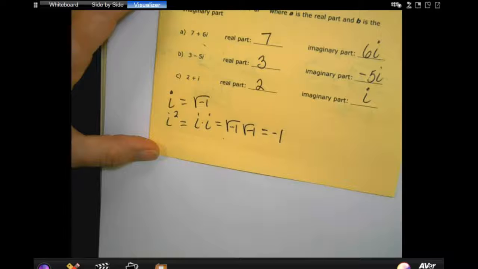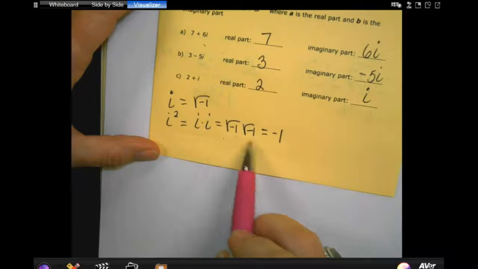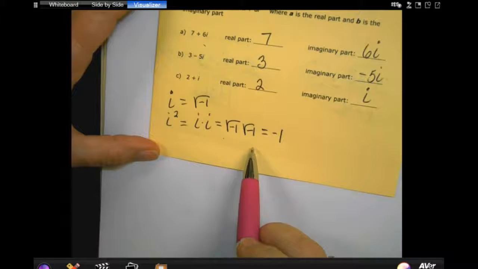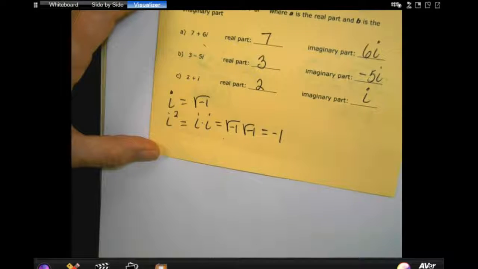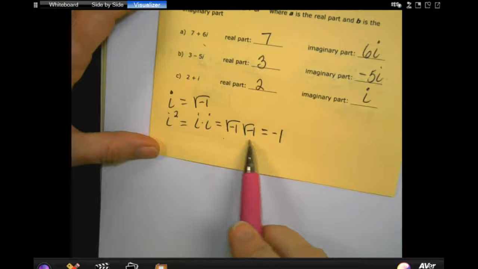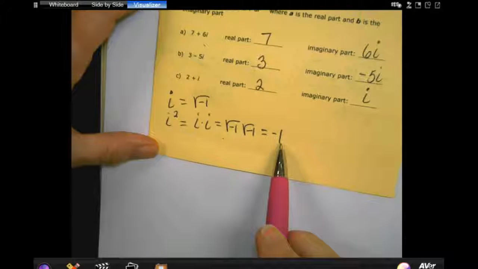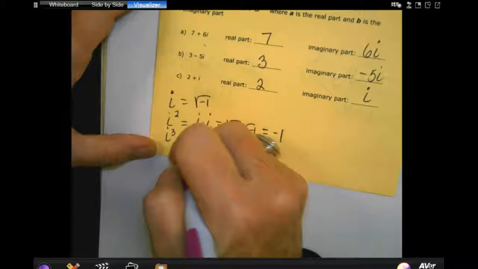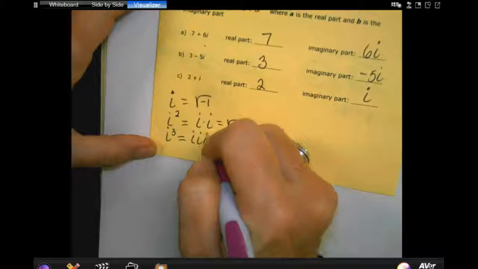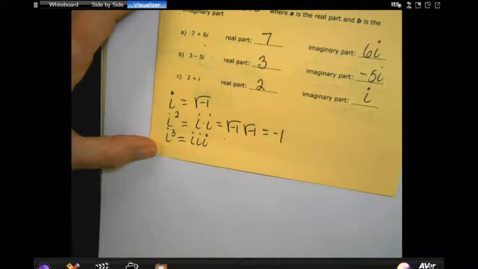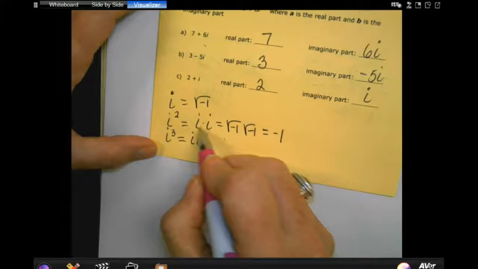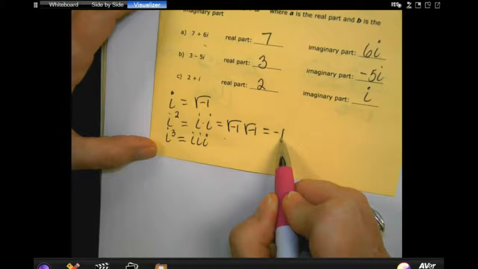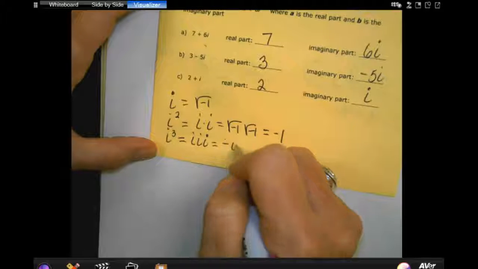And here's why. It's confusing because it's negative, right? But what's the square root of 2 times the square root of 2? 2. The square root of 3 times the square root of 3 is 3. So the square root of negative 1 times the square root of negative 1 is negative 1. So if I take i to the third power, how many i's do I have? I have 3 i's. Is that correct? And what did we just say 2 i's was equal to? Negative 1. So this is negative i.